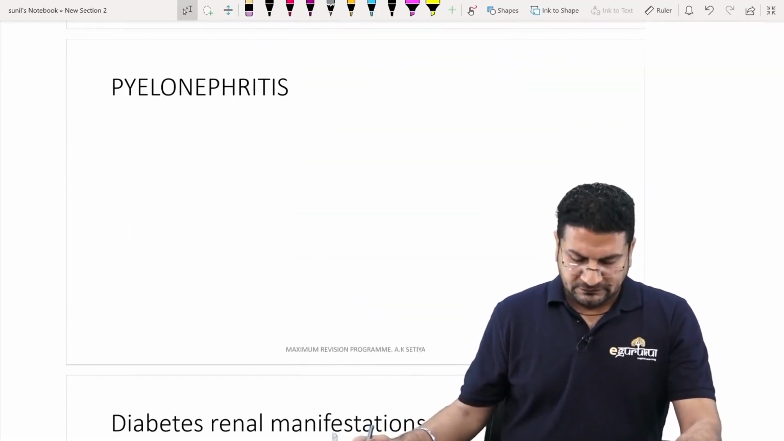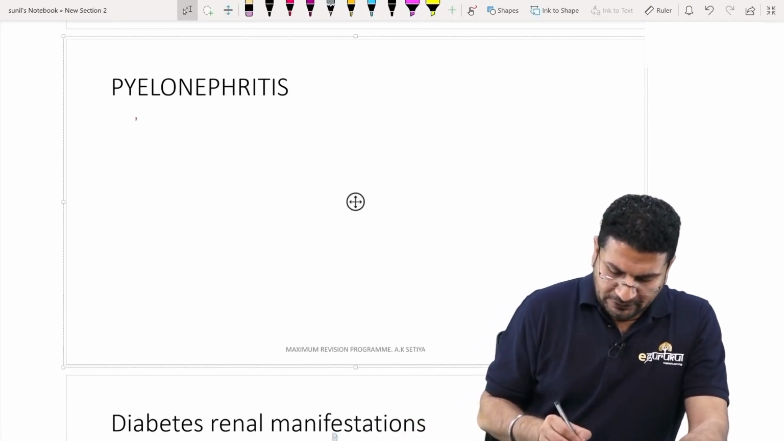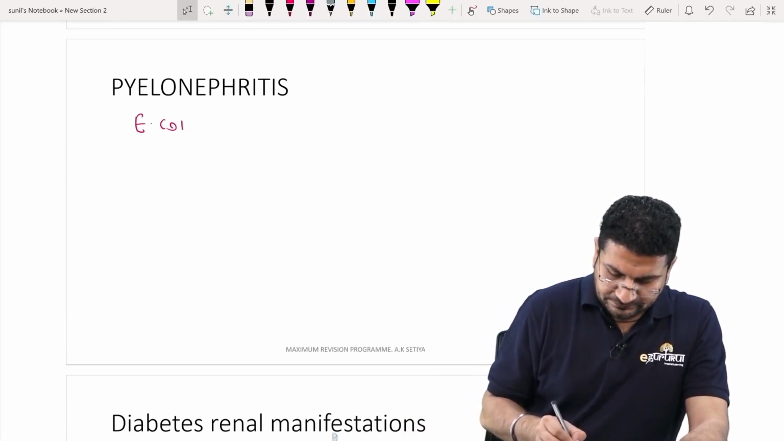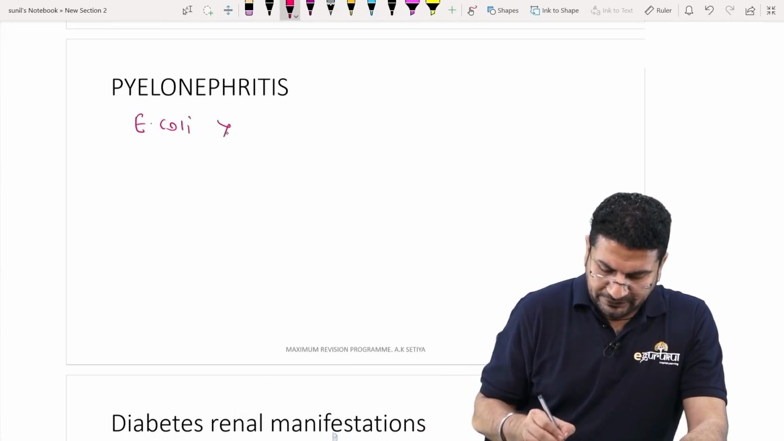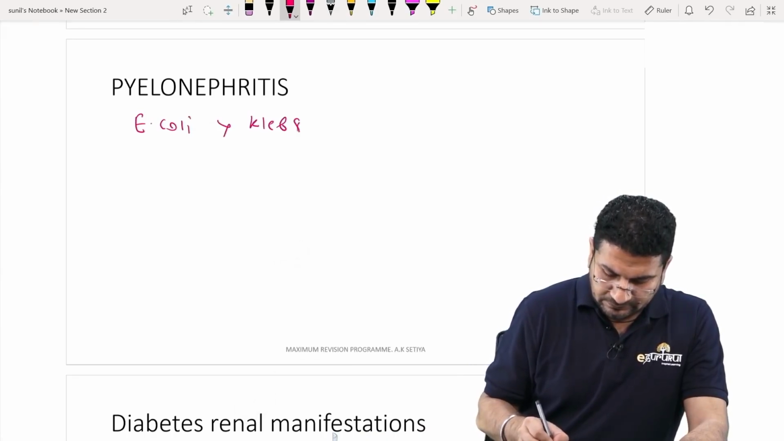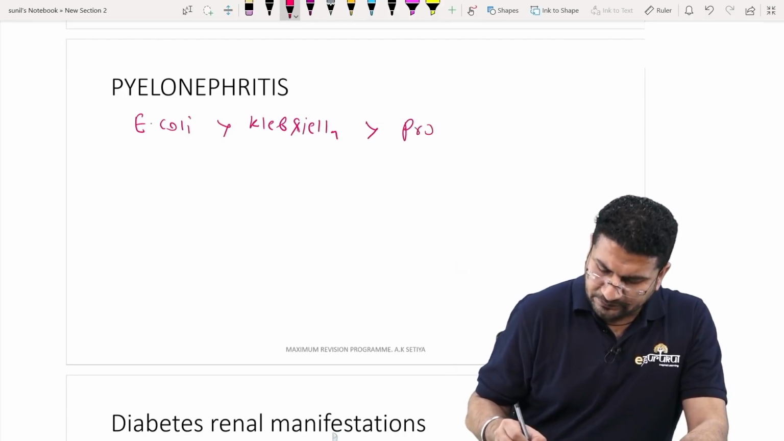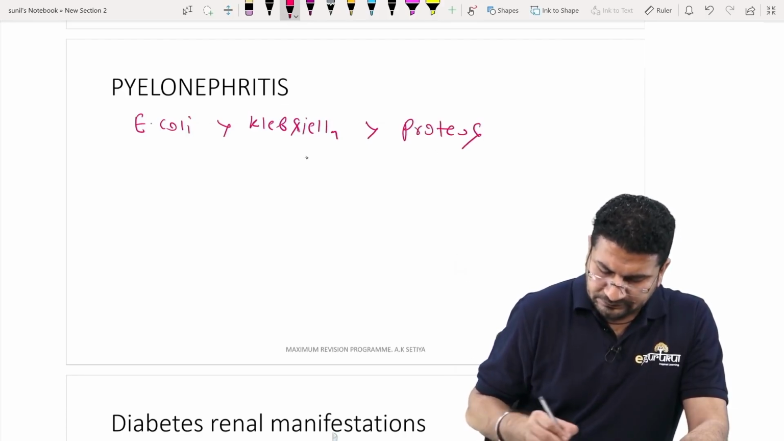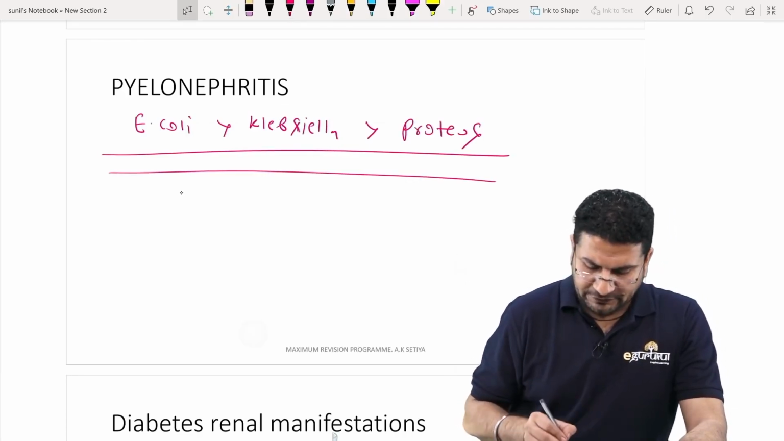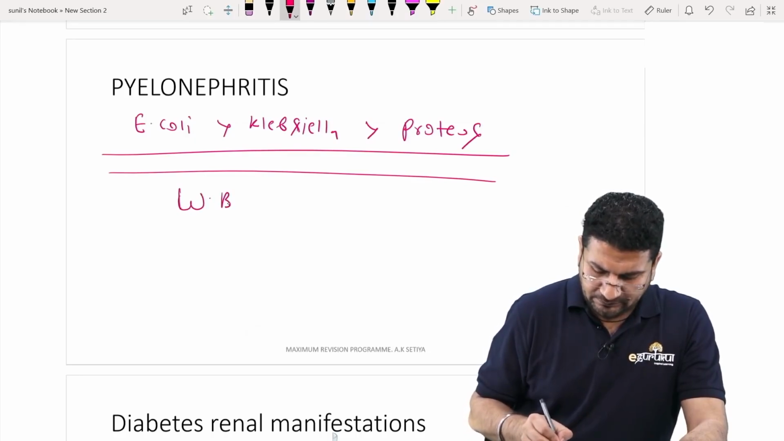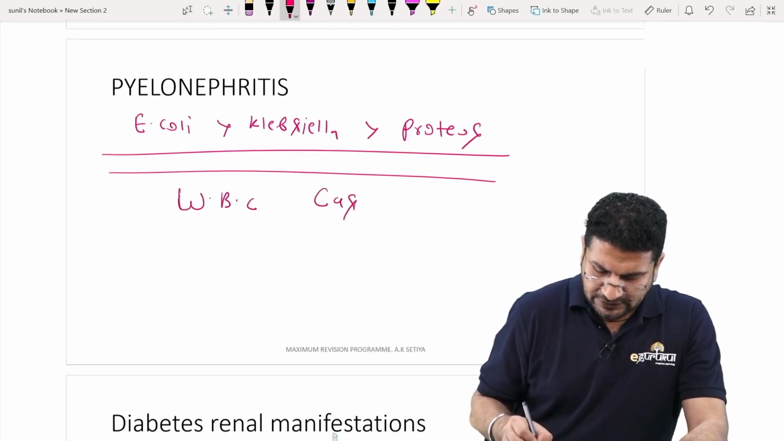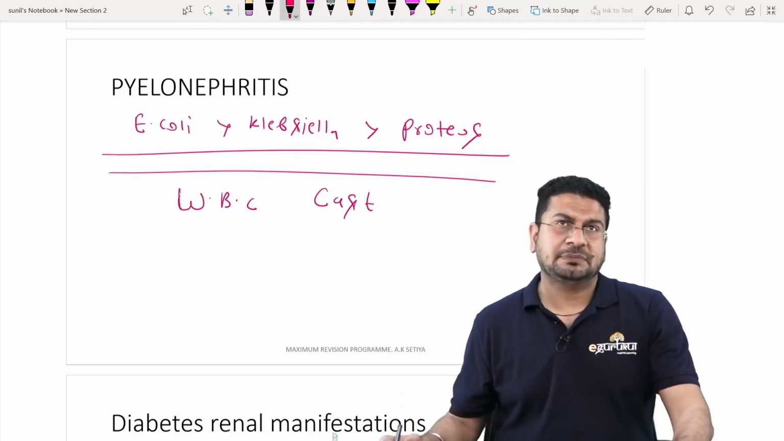Pyelonephritis. If I say pyelonephritis, the most common cause will be E. coli, followed by Klebsiella, followed by Proteus. You will see WBC casts, and in the urine routine microscopy you will find some pus cells.